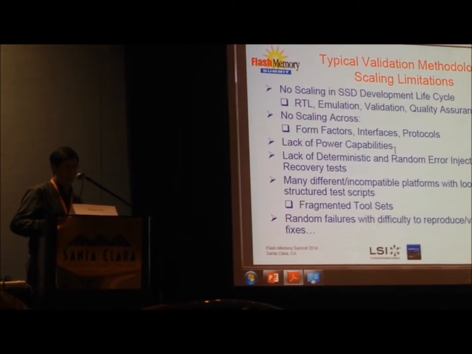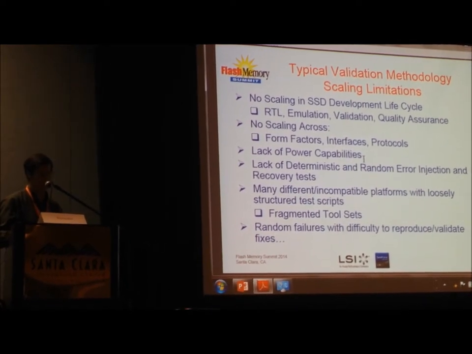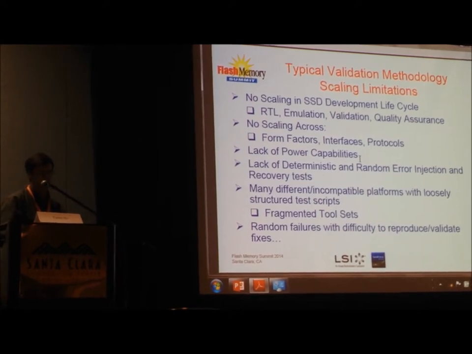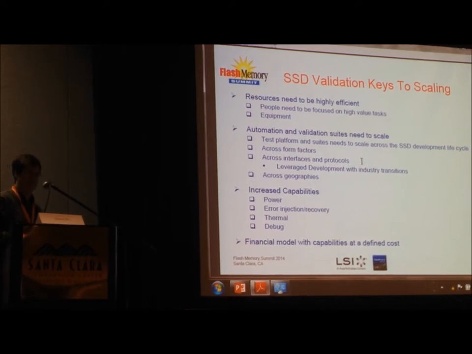And very quickly I end up with very fragmented tool sets and lots of things for lots of different things. And then I end up with these random failures and they take forever to validate. It's a terrible problem to have. So what are the keys to scaling so we can get out of this problem?